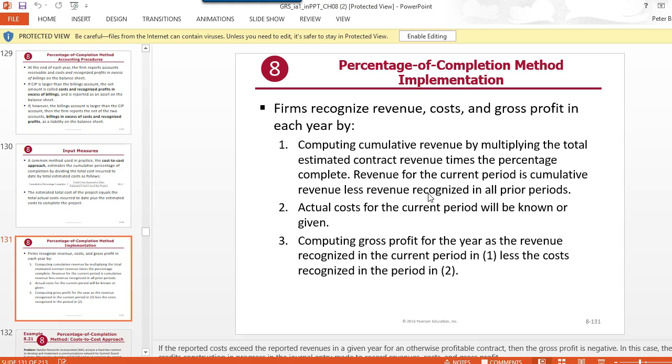Actual costs for the current period are given in the problem. They're not subject to the percent completion. Computing gross profit for the year is the revenue recognized in the current period less the cost recognized in the period.